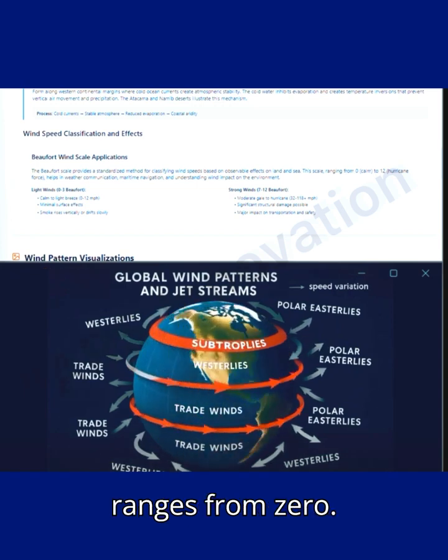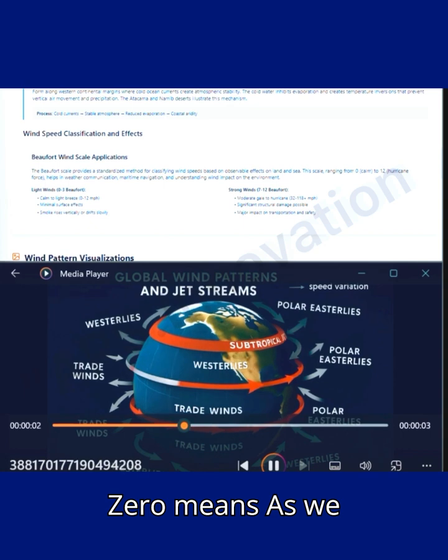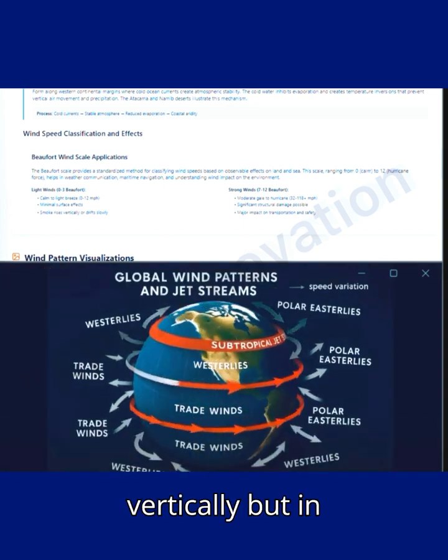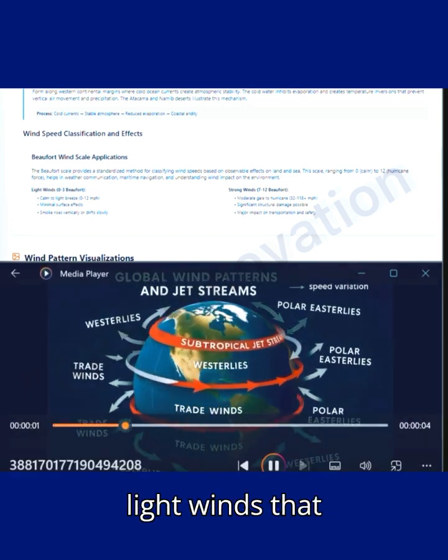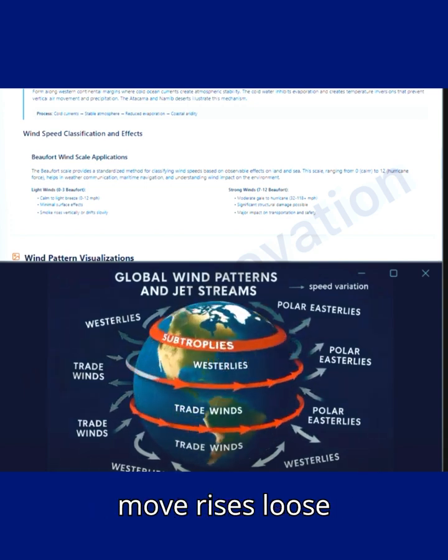Wind speed classification effects. The Beaufort scale classifies wind strength based on observed conditions at sea or land. It ranges from 0, which means calm, to 12, which means hurricane. 0 means, as we discussed, calm. The effect on land will be that smoke rises vertically. But in between those 0 to 12, 1 to 3 means light winds, where leaves rustle and wind is felt.